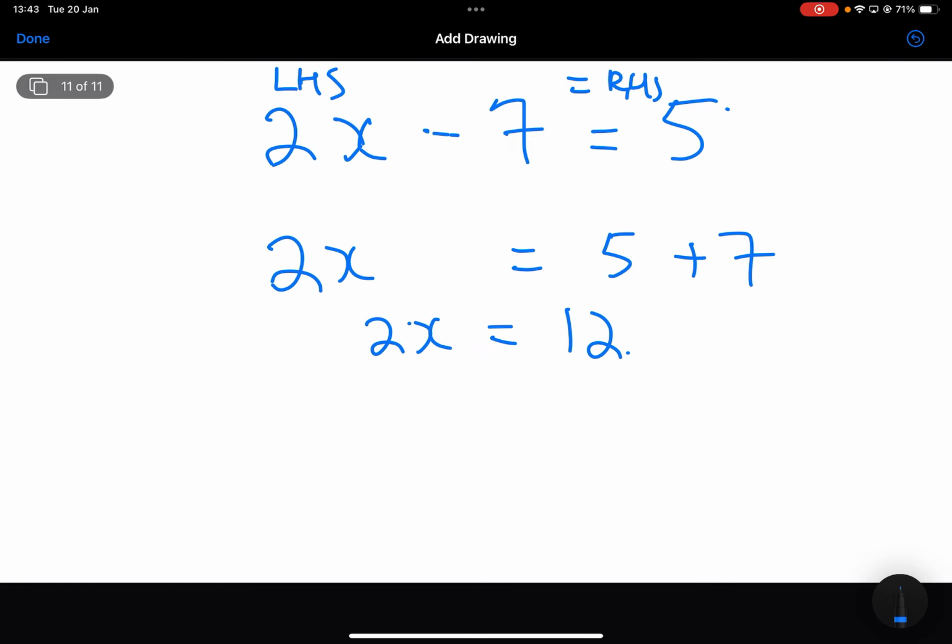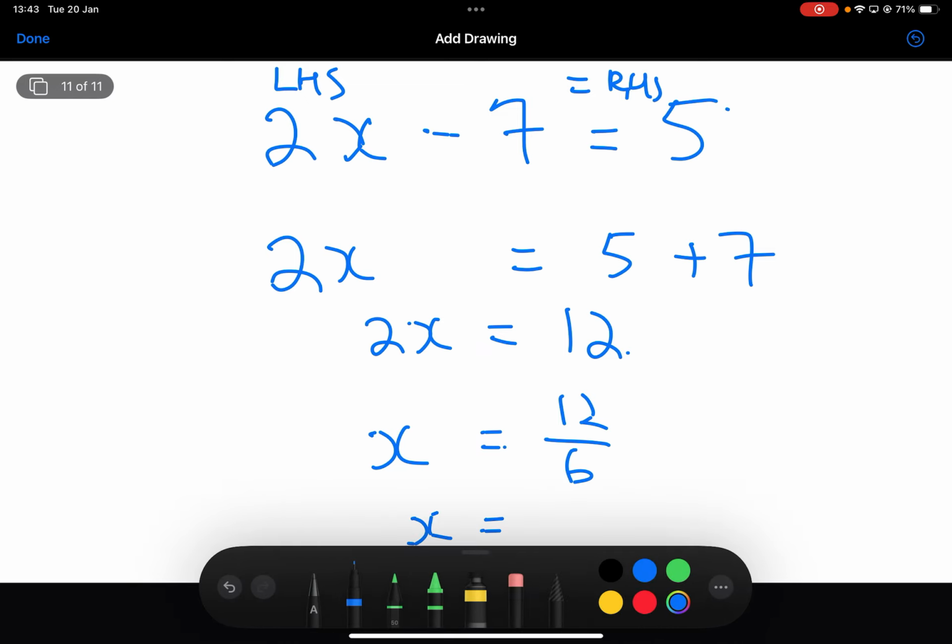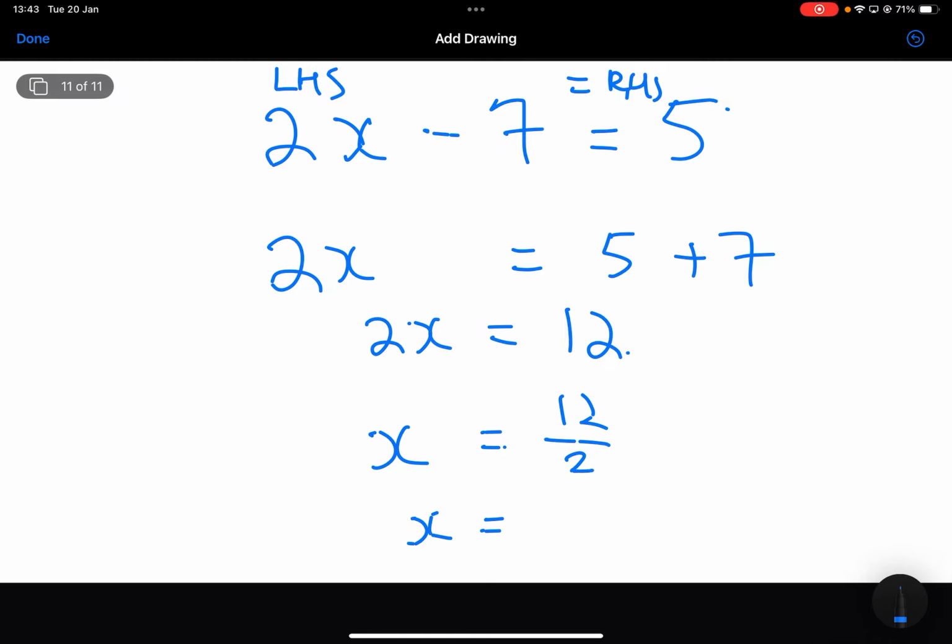I want to divide my left hand side by 2 because 2x divided by 2 becomes x. Then if I do the same thing to the right, both divide by 2, my next clue will become 12 divided by 2, 6. Then this time my clue itself is the answer because x is 6. And it is the solution.